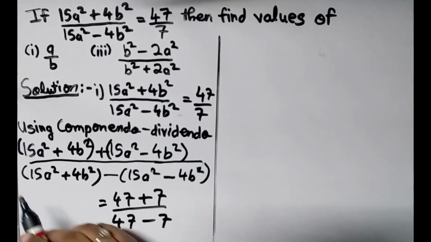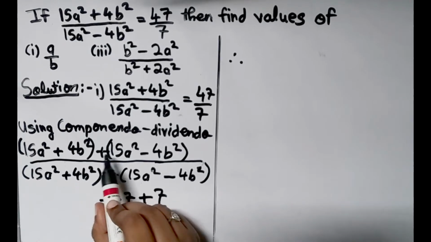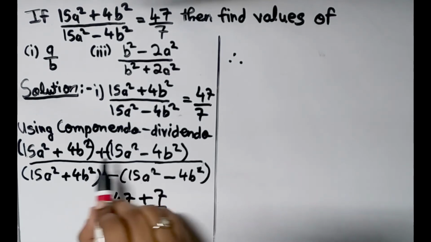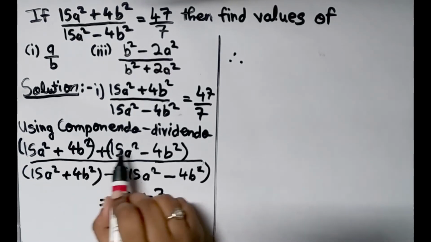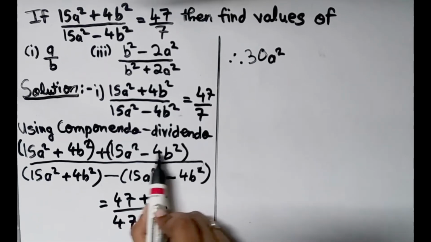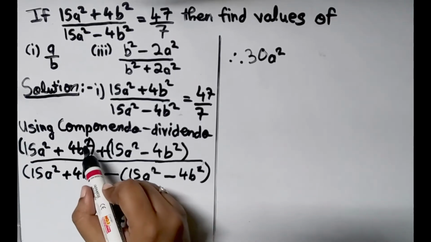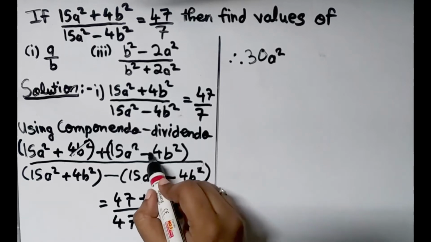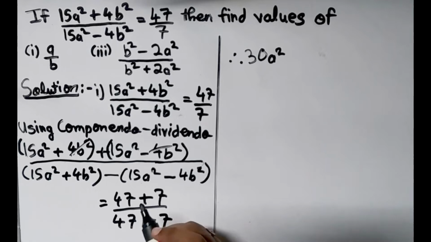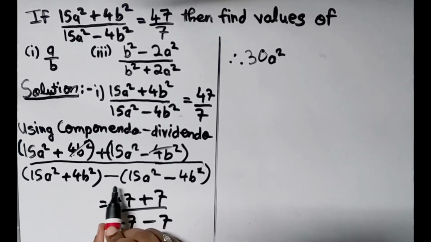Now see how it will become easy. I will show you. Here plus is there, right? In between. 15a square plus 15a square will become 15 plus 15 will be 30. So 30a square. Now plus 4b square minus 4b square will become 0. This term and this term, both terms will get cancelled, and in the denominator see 15a square minus 15a square is there.